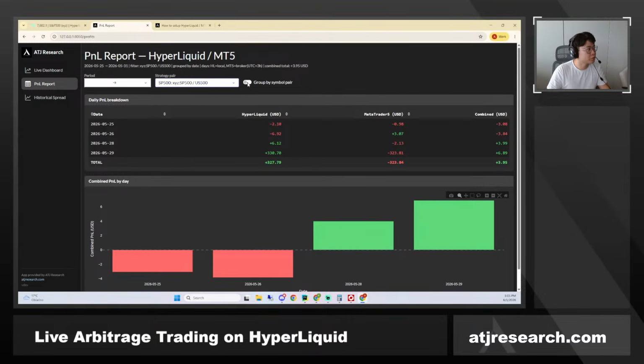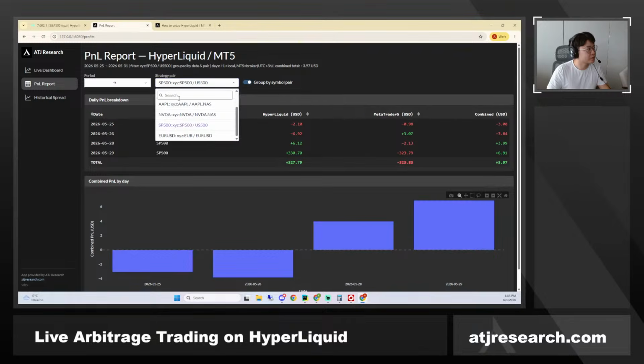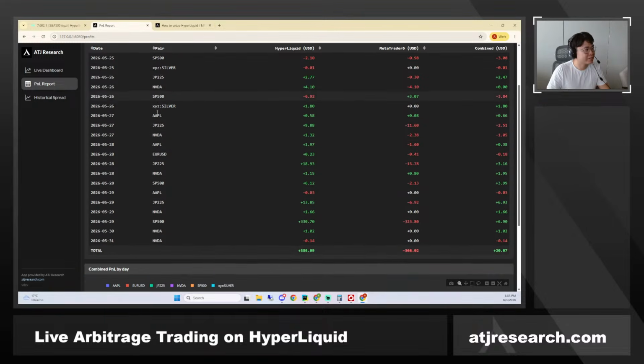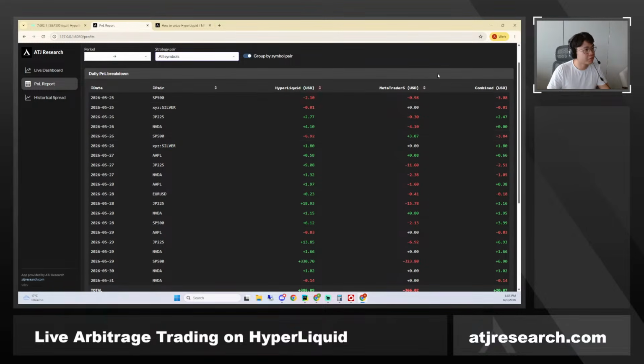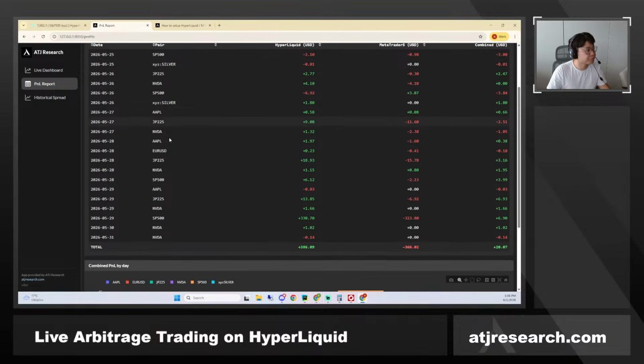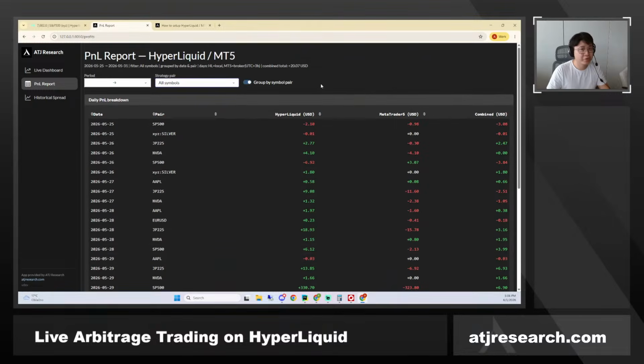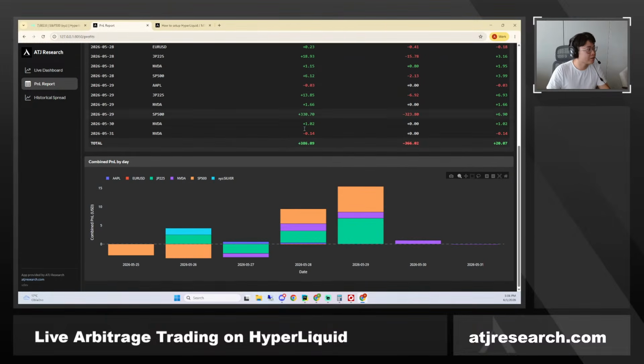What we can also do is, there's this feature, if I go back to all symbols, I can also group by symbol pair. Then I will have a detailed breakdown of my strategies for each date and each symbol. So here you can see how much we've made on each individual strategy. And so this is the current P&L report that I've added.